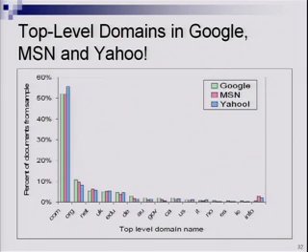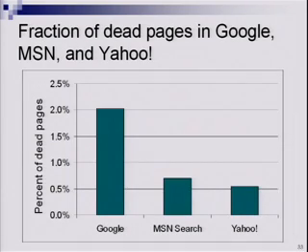We used the sample to check the distribution of domain names in the 3 search engines. There is some bias in Yahoo towards commercial .com domains. And you could see also interesting things in this lower tail. This is an estimate of the fraction of dead pages in the index. Again, Google is not doing that great relative to the competitors.